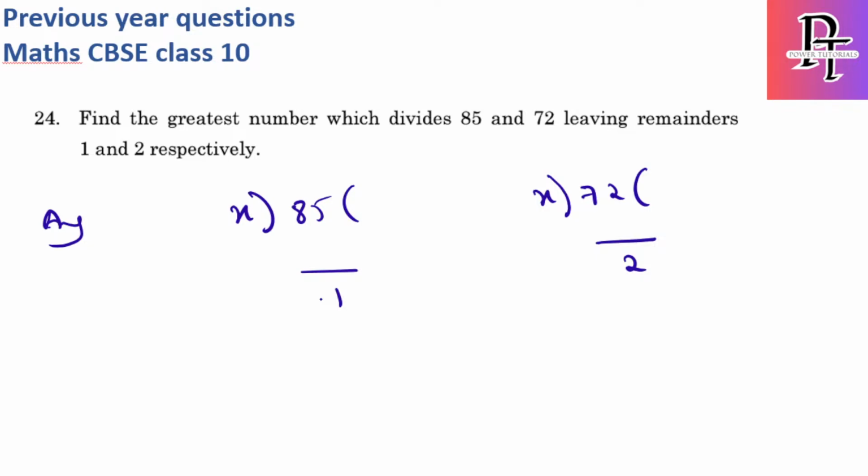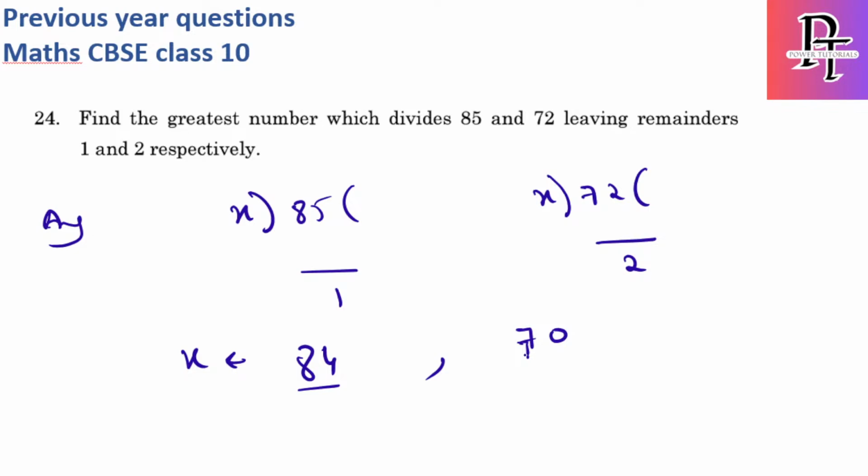If I subtract 1 from 85, definitely I will get the remainder as 0. Same way, if I subtract 2 from 72, I'll also get the remainder as 0. So simply, if I divide these two terms with x, I should get the remainder as 0. So these two, 84 and 70, should be divisible by x. Now we need to find the greatest number. So greatest number means simply you have to get the HCF of these two values, which is the highest of common factors between these two.